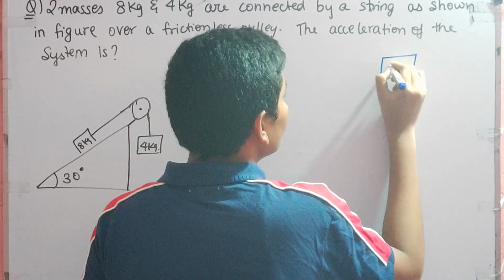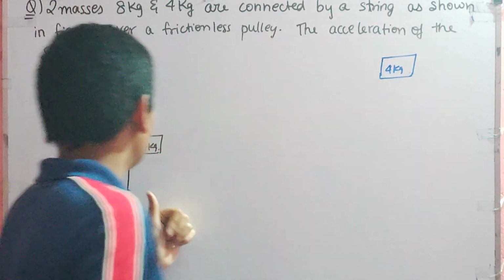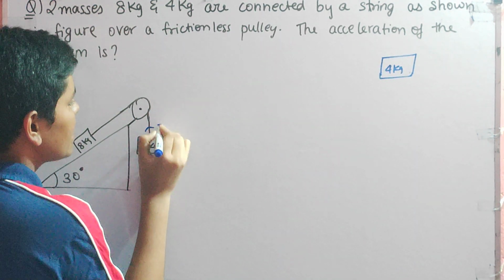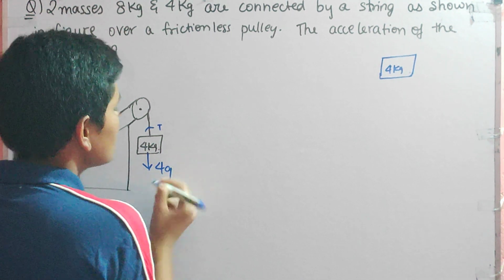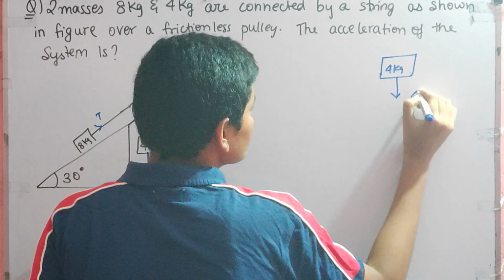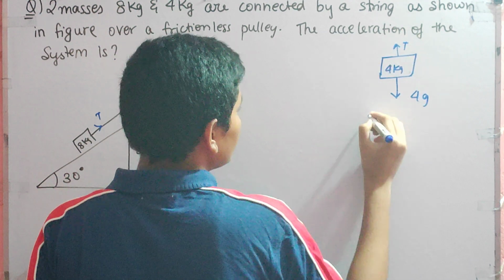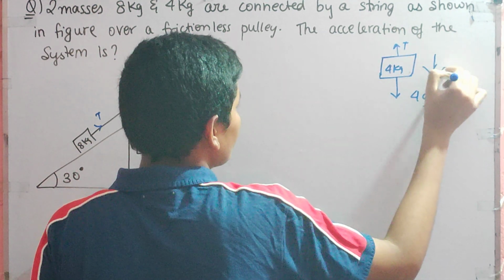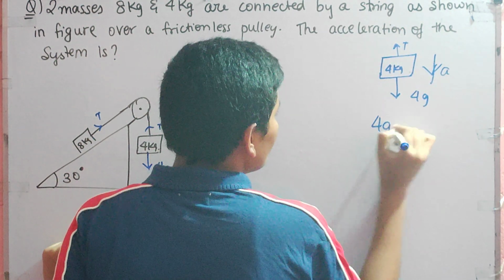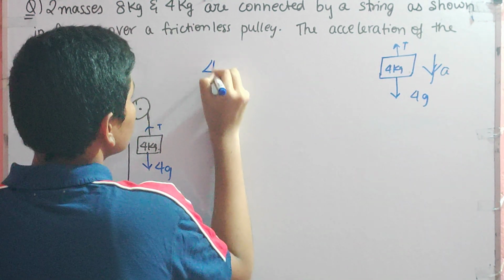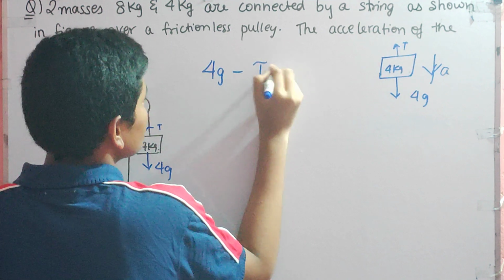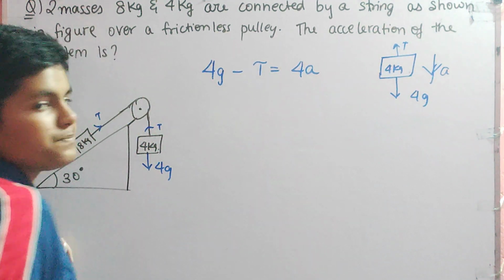For this 4 kg block, the tension is T upwards, and downwards there is a force of 4G. The whole system will be going down with acceleration A. So 4G minus T is equal to 4A.